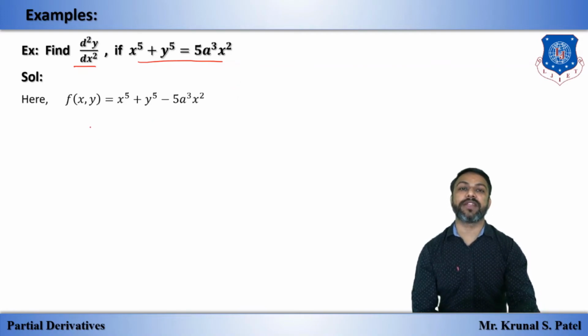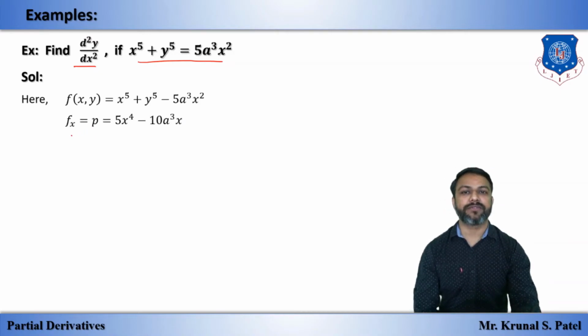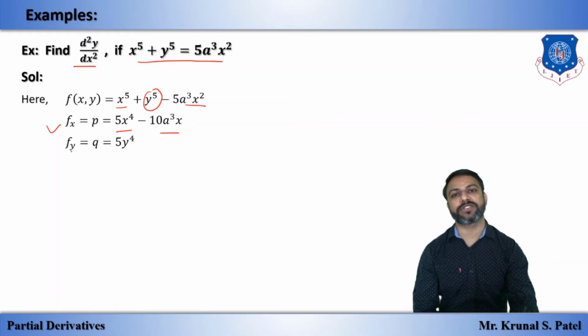Now we will find the values of p, q, r, s, t. So what is the value of p, with respect to x? Differentiation of this is 0, and differentiation of this. Now q, that means partial differentiation with respect to y, keeping x constant.